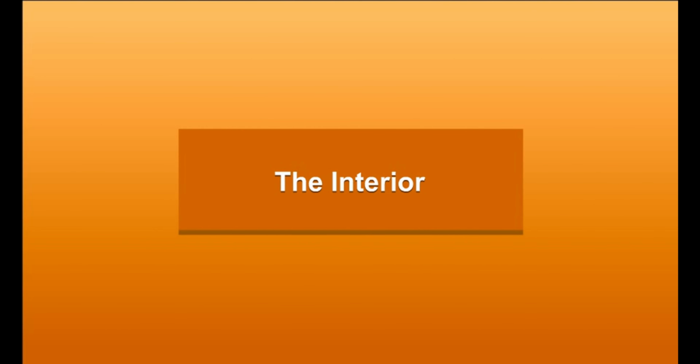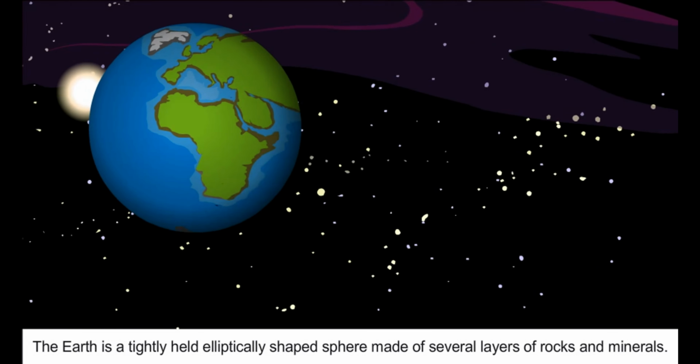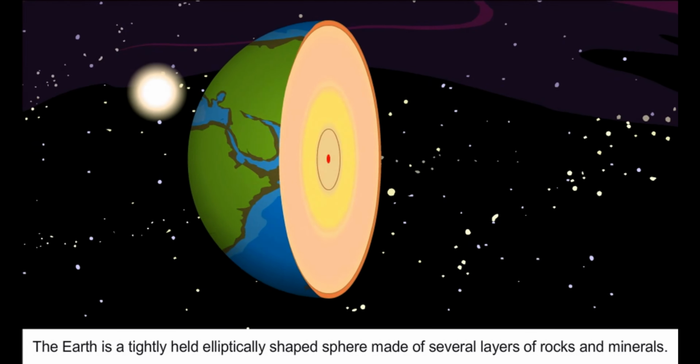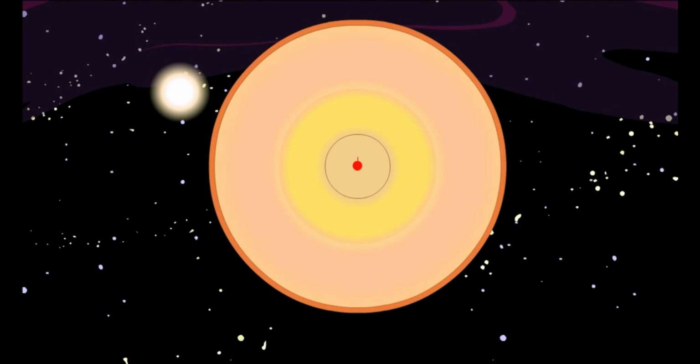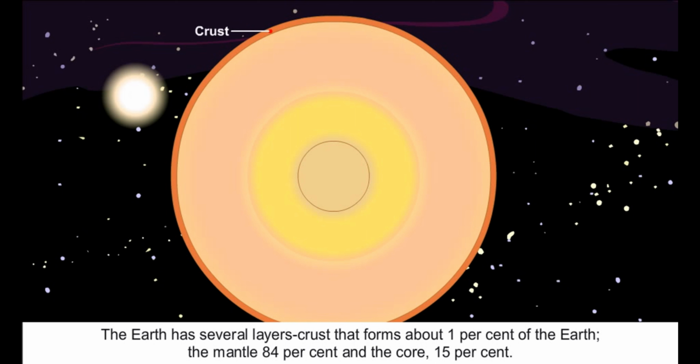The interior. The Earth is a tightly held, elliptically shaped sphere made of several layers of rocks and minerals. The radius of the Earth is about 6,371 kilometers. The center of the Earth is almost 6,000 kilometers deep from the ocean floor and is unreachable. The Earth has several layers: the crust, which forms about 1% of the Earth, the mantle 84%, and the core 15%.